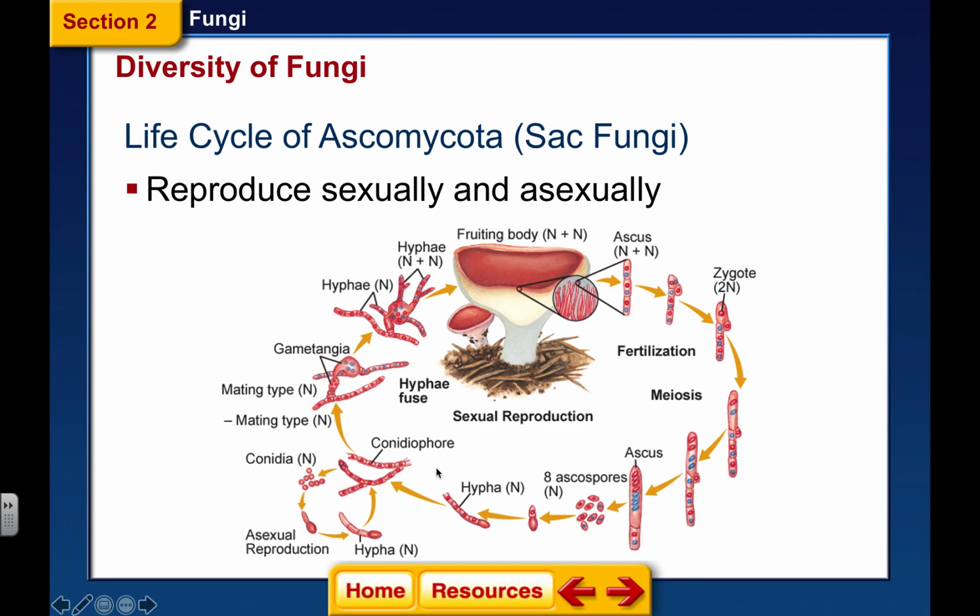But remember, during favorable conditions, they're just going to form these conidiophores. The conidia are going to form on the outside, and they are going to be blown or travel with animals or water and form a new sac fungi.